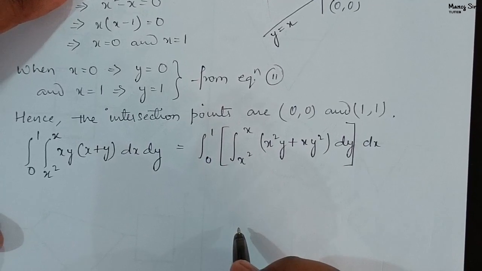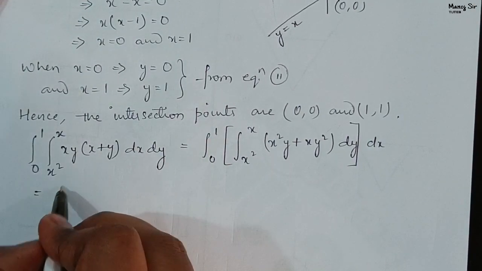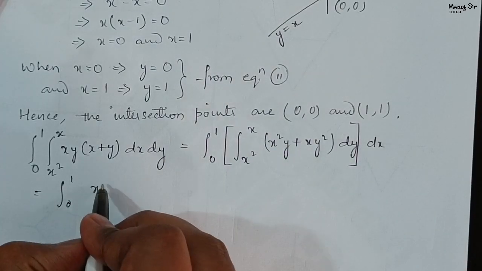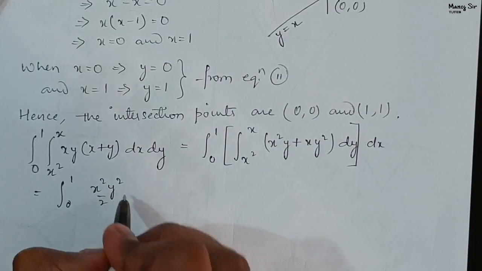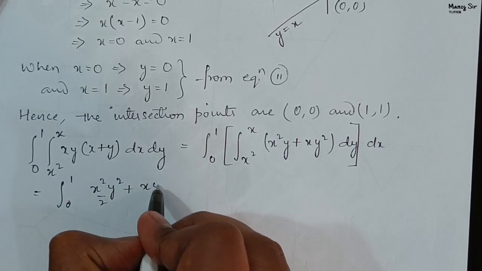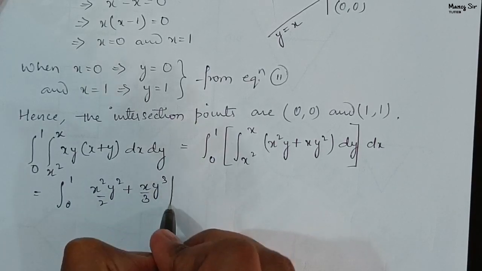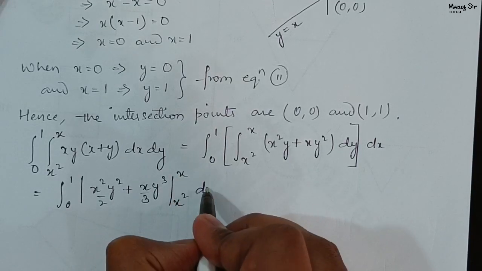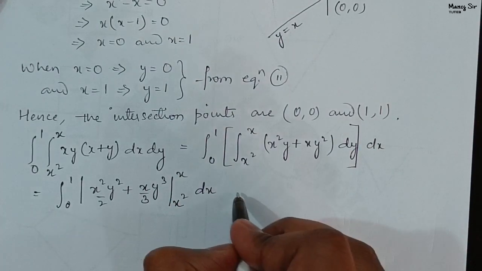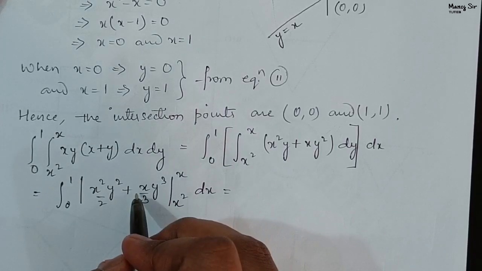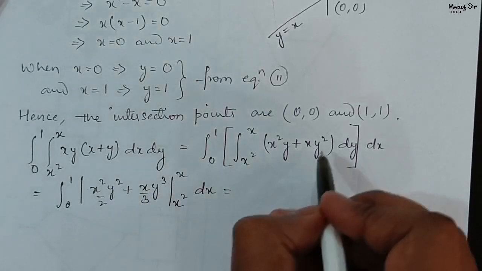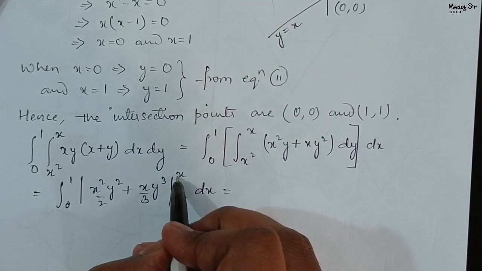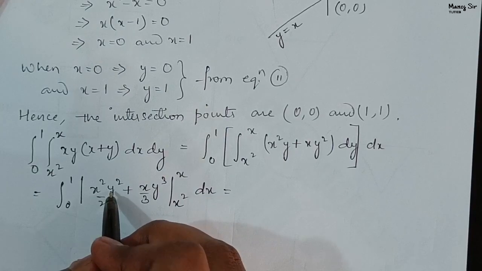So keep solving 0 to 1, integrating with respect to y. This is going to be x square y square upon 2 plus x y cube upon 3, limit goes from x square to x. Don't forget to write this dx. Now we can put limits in place of y, because we have integrated with respect to y, and this limit, that is x square to x, is the limit of y.